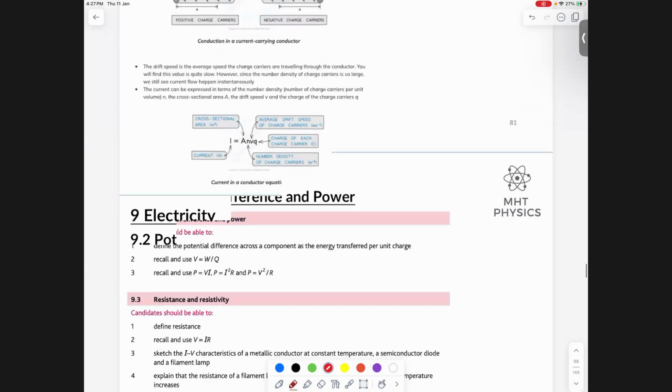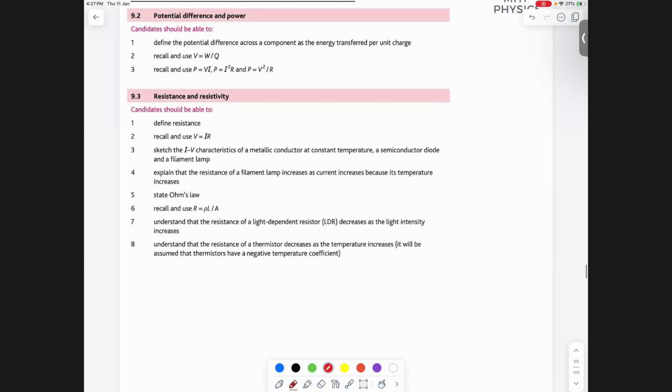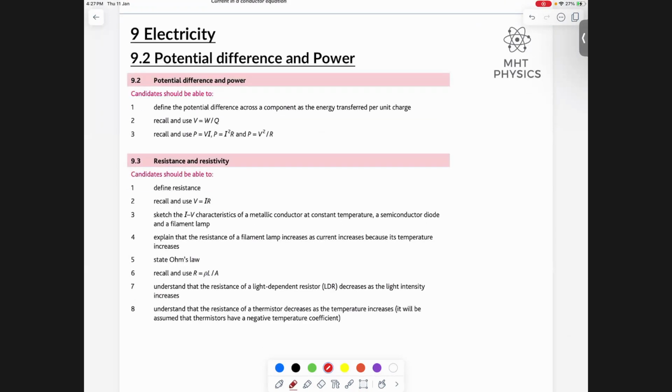If you look at the power equations here, you have all seen them before. P equals to VI, I square R, V square by R. V equals to work done per coulomb charge, all those things, right? So there is nothing new here. Then resistance, V equals to IR, then IV graphs, you remember, straight line for ohmic conductor, filament lamp, it's all the same.